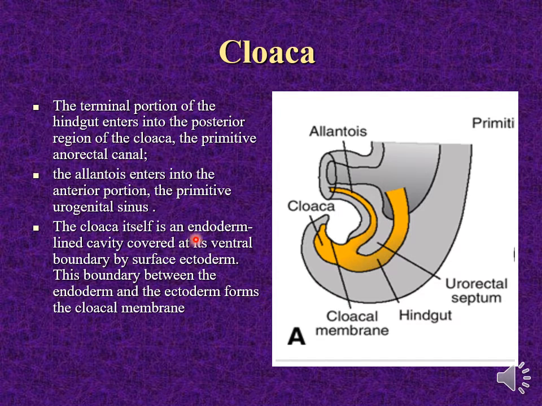The cloaca itself is an endodermal lined cavity covered at its ventral boundary by surface ectoderm. This is the cloaca. This boundary between the endoderm and the ectoderm forms the cloacal membrane. Here you can see this is the cloacal membrane between ectoderm and endoderm.